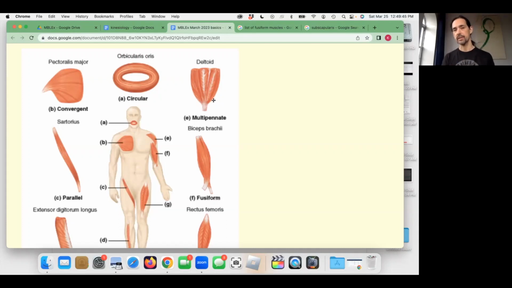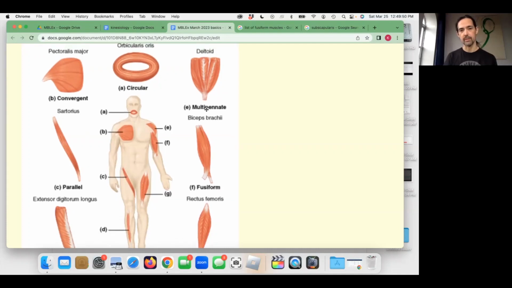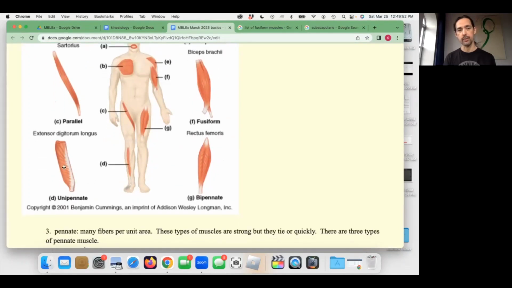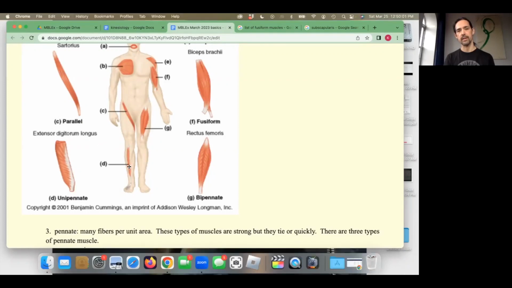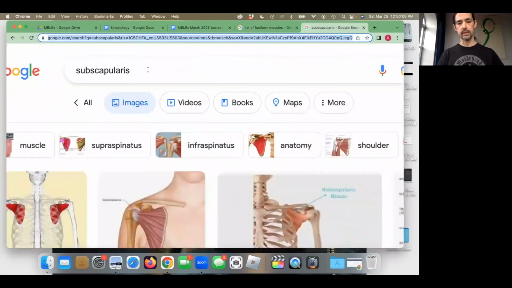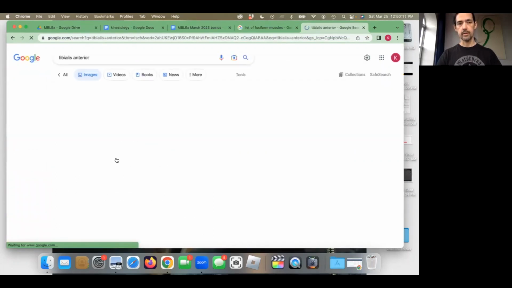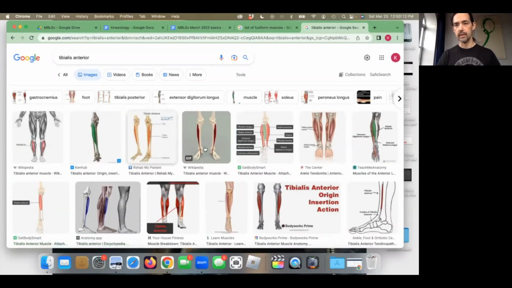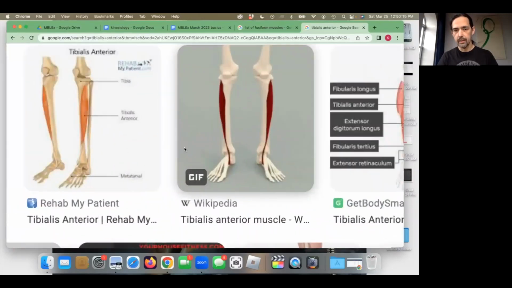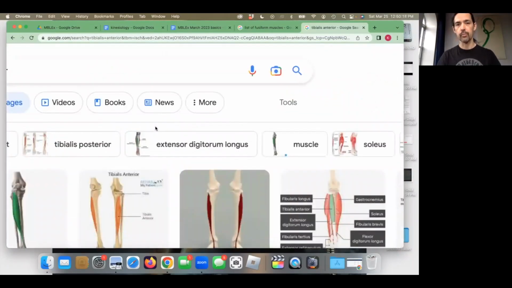Deltoid muscles are, wait, let's come back to those. Those are multipennate muscles. Let's first look at unipennate muscle. An example is the extensor digitorum longus, but I believe also the tibialis anterior muscle. So let's look at the tibialis anterior. So a unipennate muscle. No, that's a fusiform muscle.